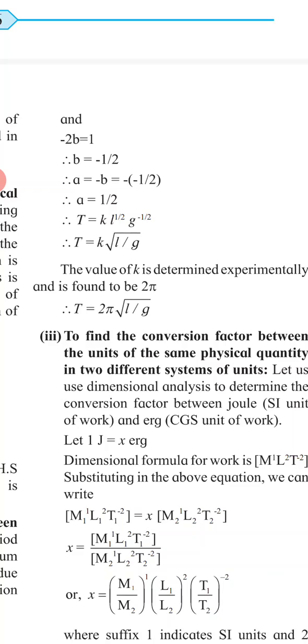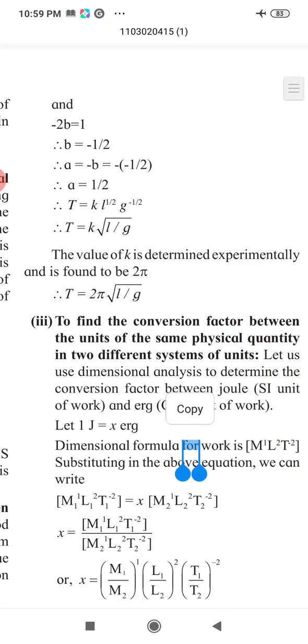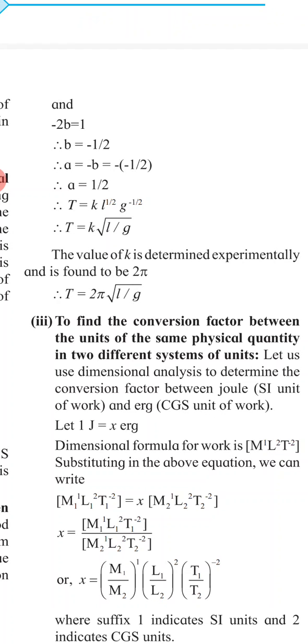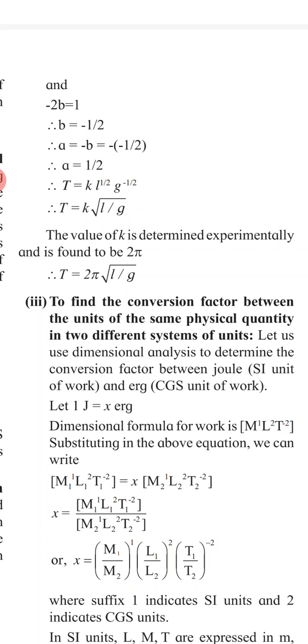So a equal to minus b. Okay, from previous equation we can consider a equal to minus b. So again it will be minus of minus half. Then it will be minus minus plus. So what is the value of a? a equal to half. Okay, what is the value of b? b equal to minus half. So if any term is in terms of half, it will be bracket to the power half, or we can write it as square root. So here, therefore t equal to k under root L upon g. Why L upon g? Because L raised to half and g raised to minus half.